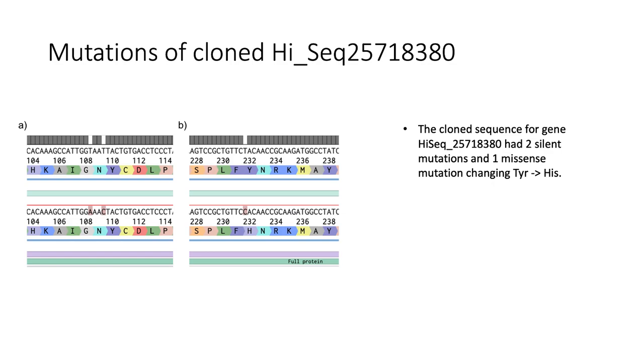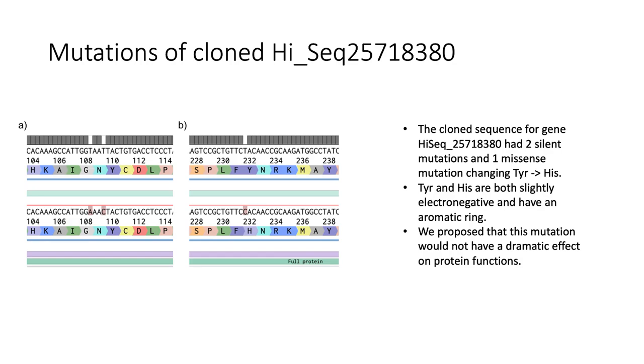Also, via sequencing data, we found some mutations in our clones for HiSig 380. We found two silent mutations and one missense mutation changing a tyrosine to a histidine residue. Tyrosine and histidine are both slightly electronegative, and they also both have an aromatic ring. So we proposed that this mutation would not have too much of a dramatic effect on our protein function, although we actually were not so sure about this. Due to time constraint in our class, we decided to move on to the next step anyway.